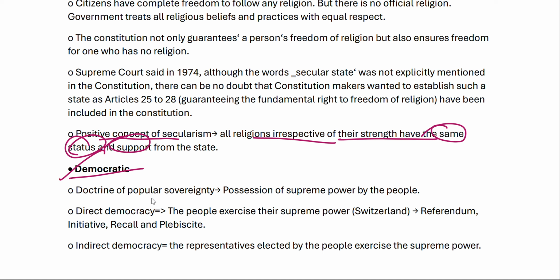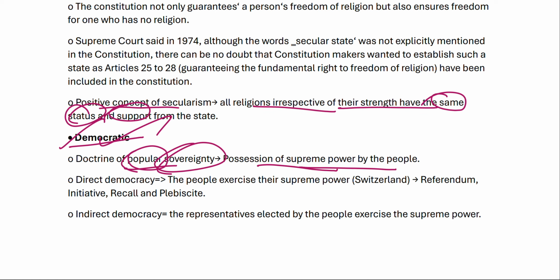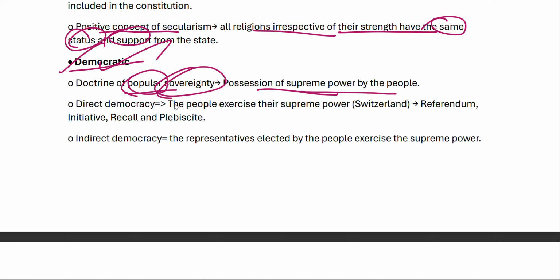What does democratic mean? Doctrine of popular sovereignty. Democratic is the possession of supreme power by the people. So what does democracy mean? The possession of supreme power. We will be having the supreme power. The supreme power is in the hands of the people. Popular sovereignty. That is the people.